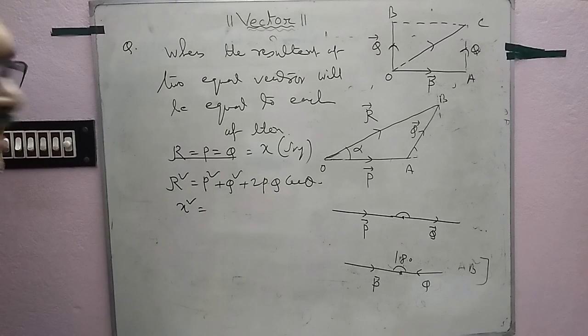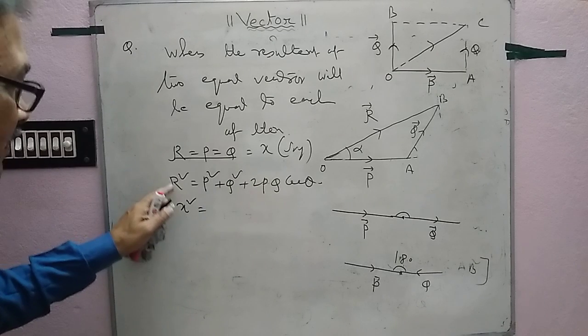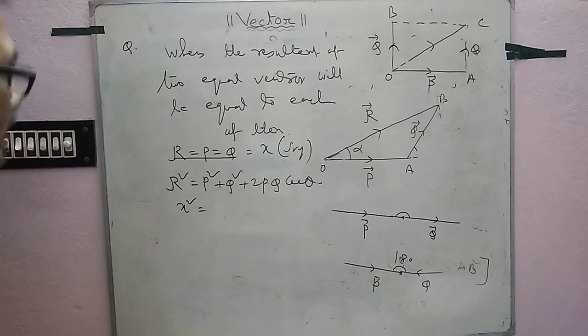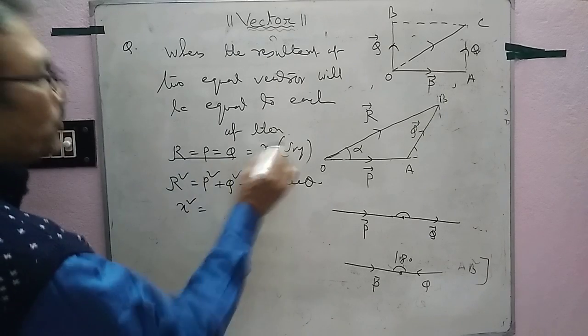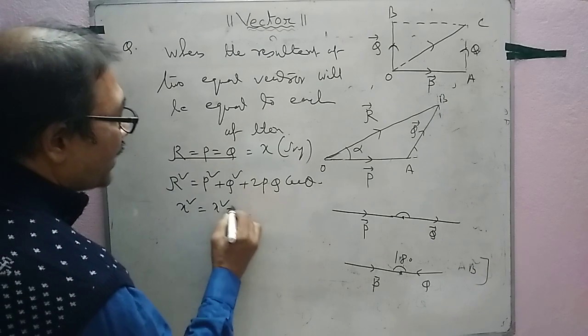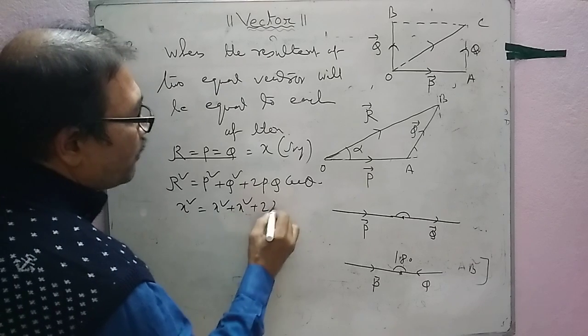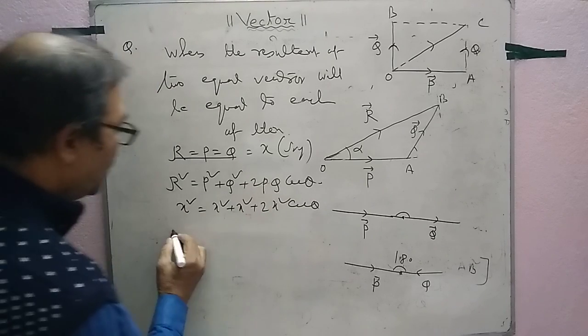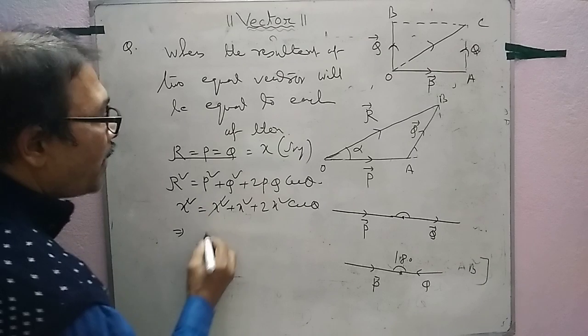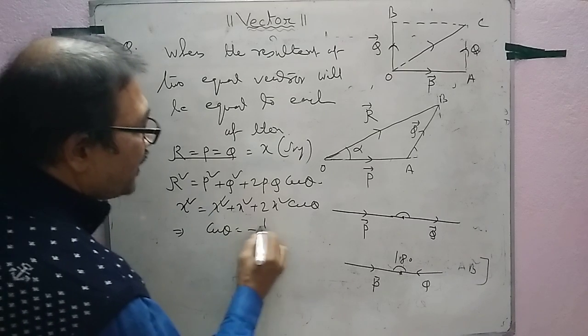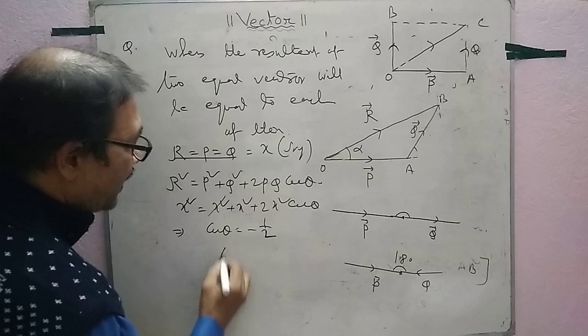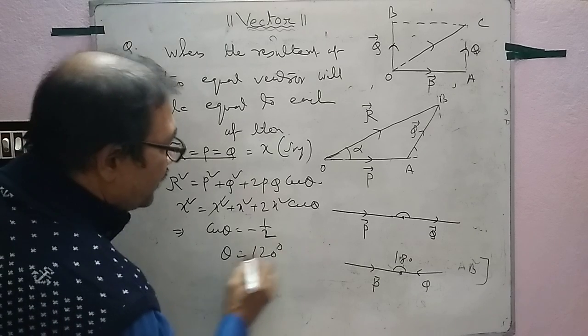Vector P and Q, the angle between them is theta. Then the resultant R, if the resultant is equal, we get the equation. Now according to the question, R equal to P equal to X, so X square equals X square plus X square plus 2X square cos theta. Finally, cos theta equals minus half. Cos theta equals minus half means theta equals 120 degree.